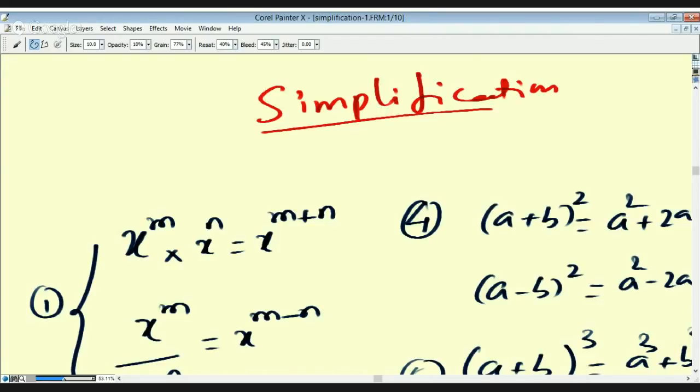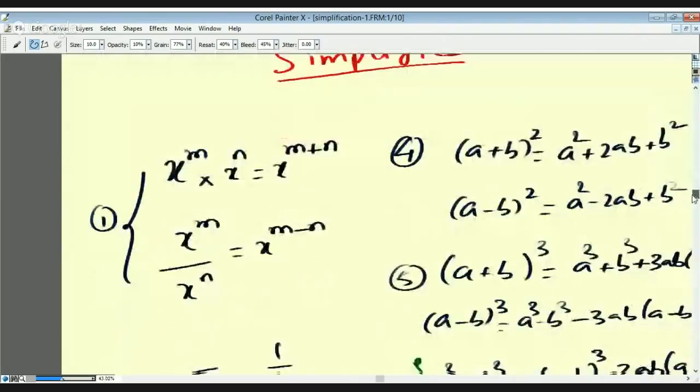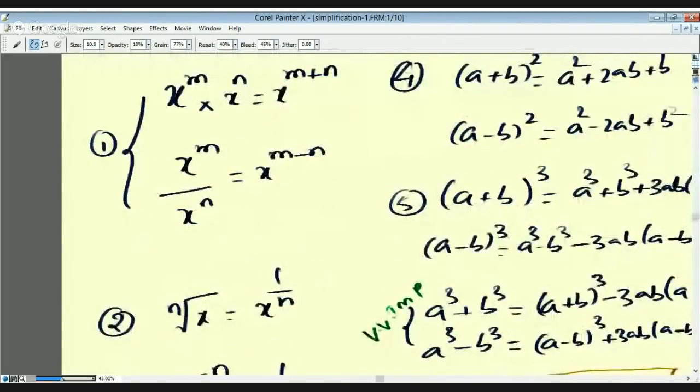x^m into x^n, when bases are the same and the quantities are multiplied, the powers will be added. x^(m+n) it will become. The same way, if it is x^m divided by x^n, then it will become x^(m-n). So when someone writes nth root of x, then it will become x power 1 by n.